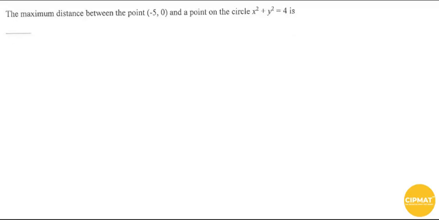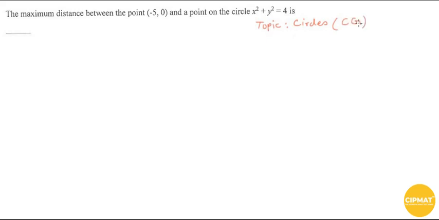Okay, let's move on to the next question. What is the maximum distance between the point (-5, 0) and a point on the circle x² + y² = 4? So clearly the topic over here is circles, but circles not of Euclidean geometry but of coordinate geometry.